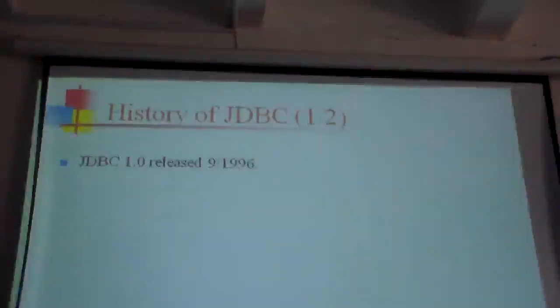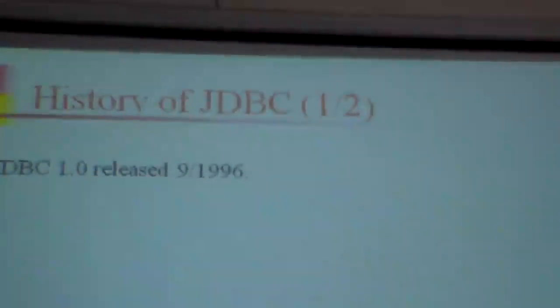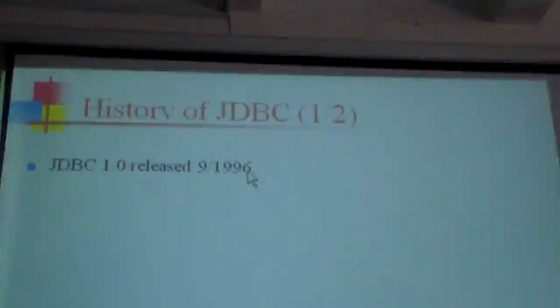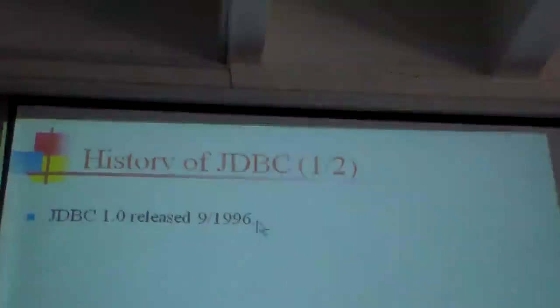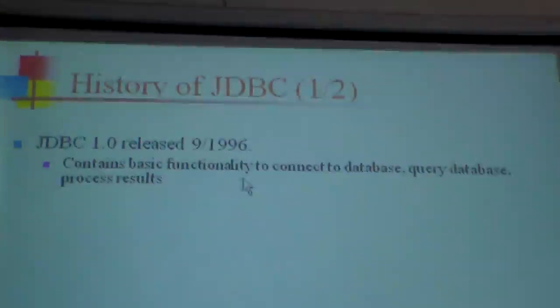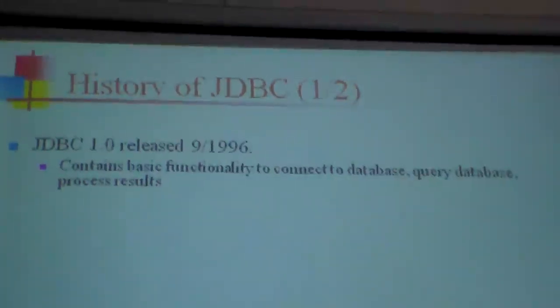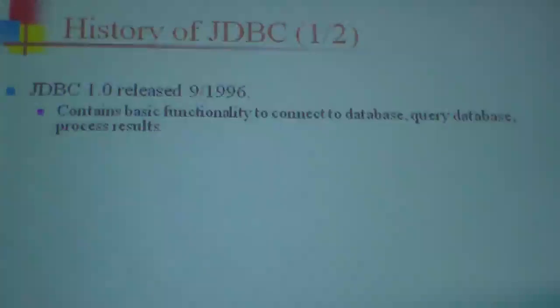So, as history for Java database, it comes with version 1.0, which was released in '96, and contains basic functions. It was just the initiative, the start of access to the database package. It was just starting to be developed, so it had basic functionality to connect to the database, query the database, and process a result.